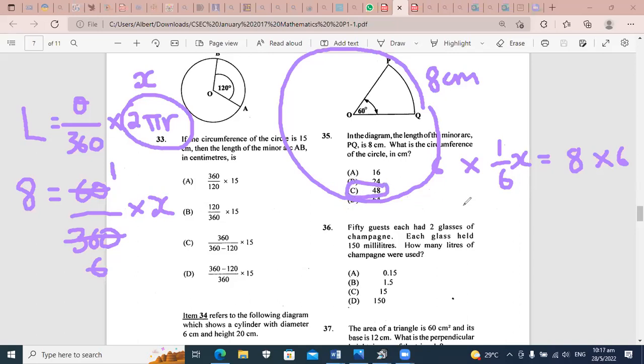Not so complicated. Remember I told you there are 2 ways of getting it. I'm going to say 360 divided by 6 times 8. I'm going to get 48. That would do it. Yeah, that can be done also. That was the other way I was going to show you.